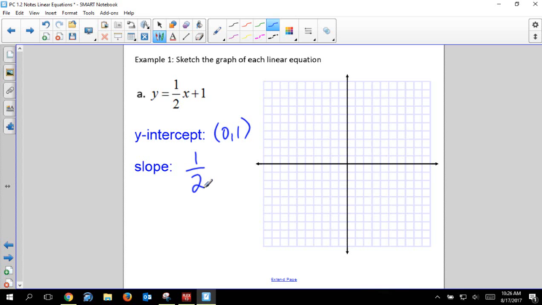Okay, so we're going to begin at the b value. Begin at b, (0, 1), and then we're going to move with the m value. We're going to move up 1/2. And then you're going to use your straight edge, make a line, and put arrows. Why do I need arrows? Because lines do what? They go on forever. So you have to show that they go on forever. Put your arrows in.